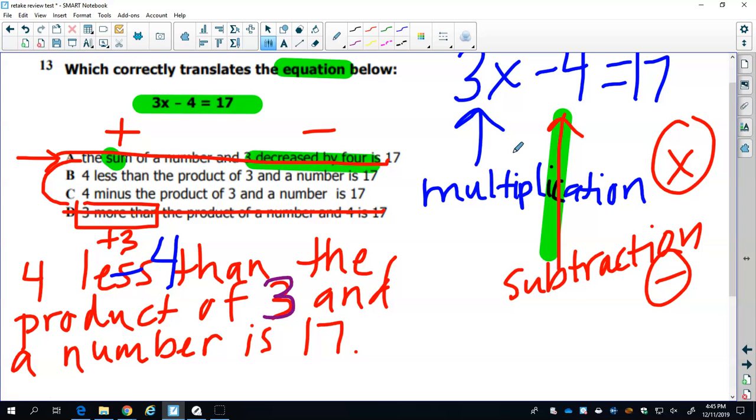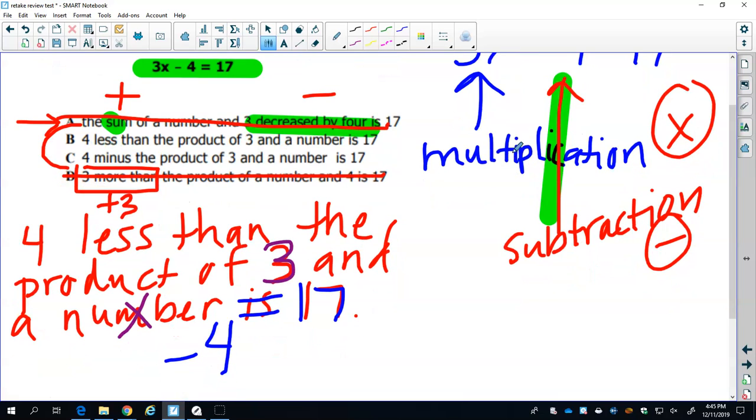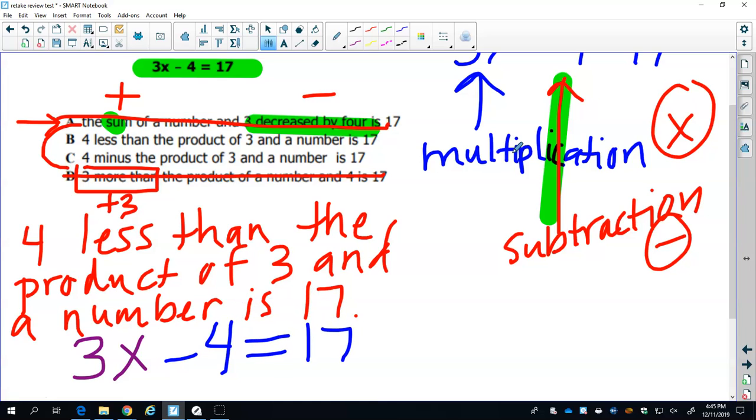We're multiplying 3 and a number we don't know, so that's x. And then the easy part is equals, right, is 17. So we're going to put all that together, okay? 4 less than. This is actually going to come after because it's less than the product. Less than the product. And the product is 3 and x. See that? It's 4 less than, so it comes after, and that's equal to 17.